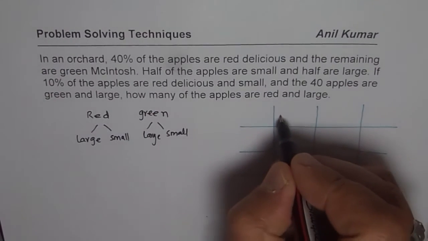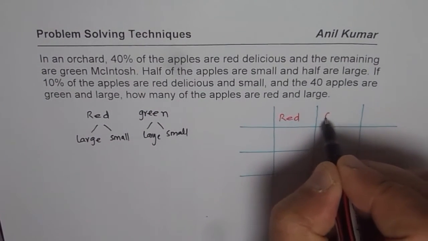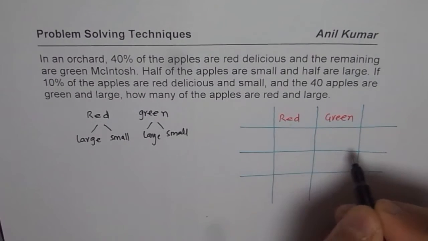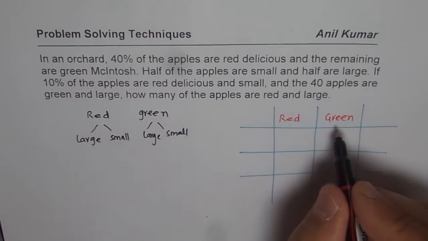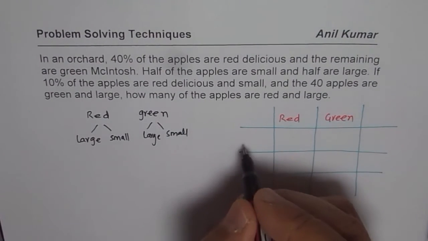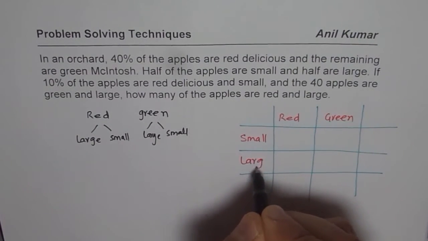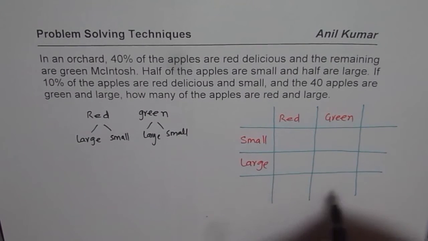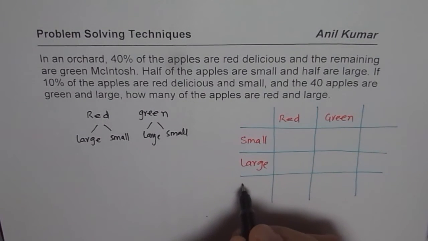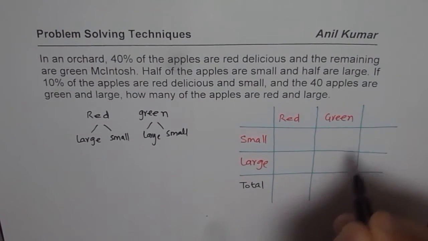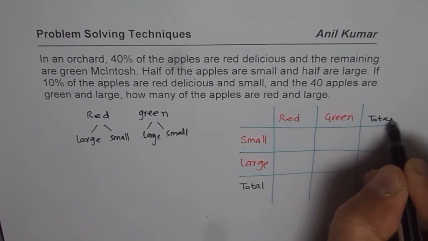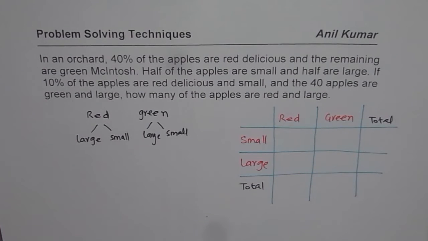So we'll write here red, green. These are the two varieties of apples, red delicious and green Macintosh, and these could be small or large. In that way we can organize it. On the other side, we will write the total number of each. So let's write the total of each. Now let's read the question and fill in whatever is given to us. That's the strategy to solve.